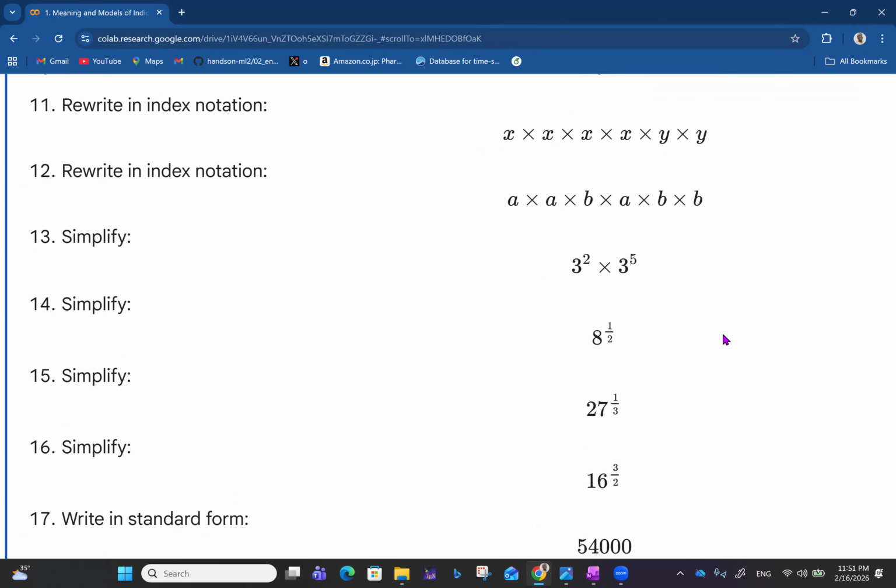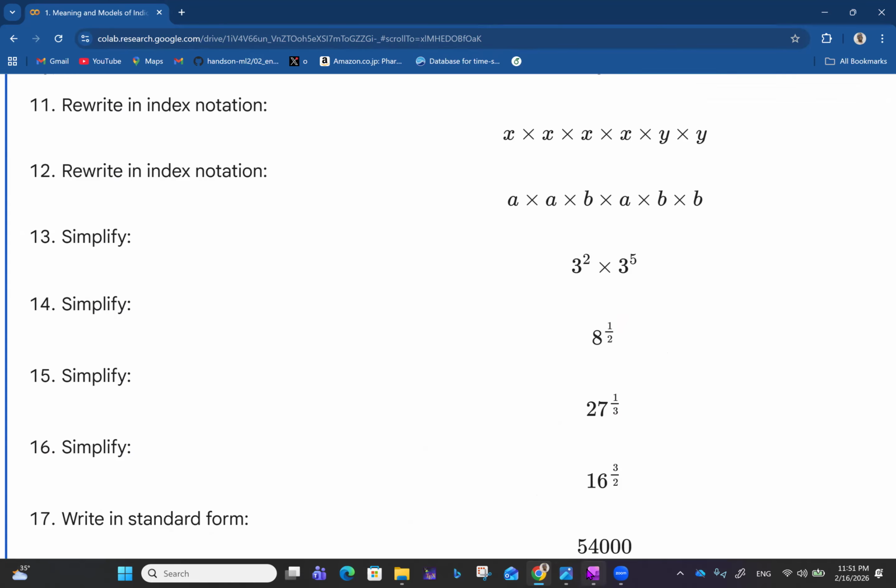Simplify 8 raised power half. If you like, you can say 2 raised power 3 to the power half. That'll be 2 raised power 3 over 2, that is the square root of 2 raised power 3. Or you can also split it as 2 raised power 2 times 2 raised power half, so that you get 2 root 2.